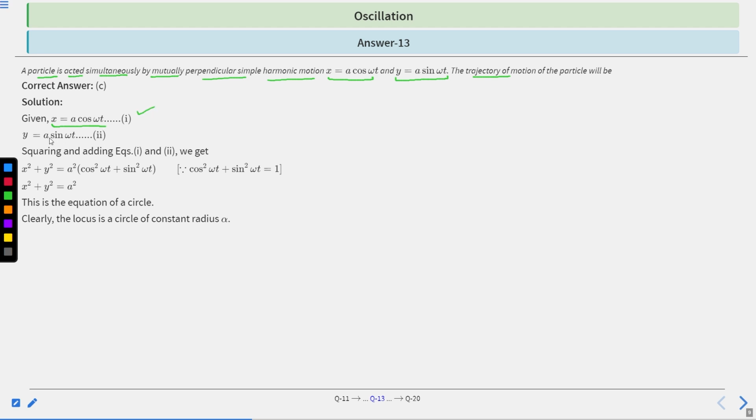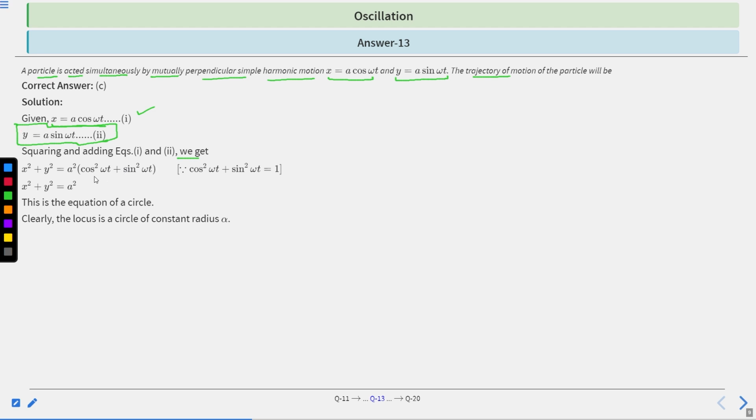and y equals a sin omega t, let this be equation 2. This is equation first and this is equation second. So squaring and adding equations 1 and 2, we get x square plus y square is equal to a square (cos square omega t plus sin square omega t).